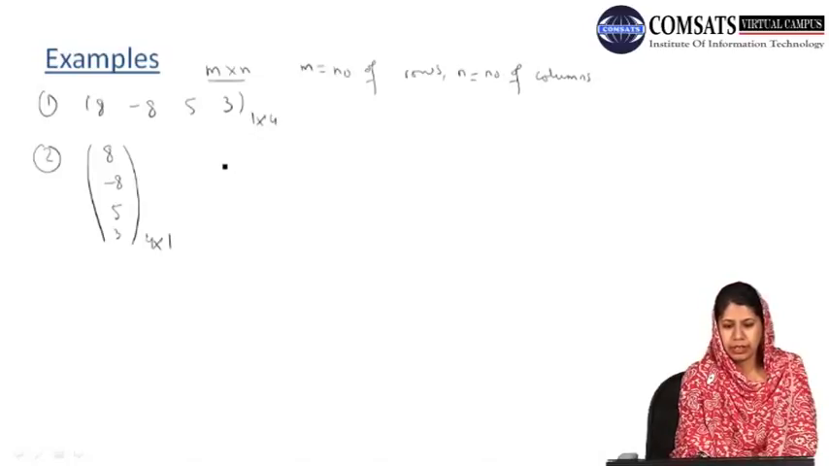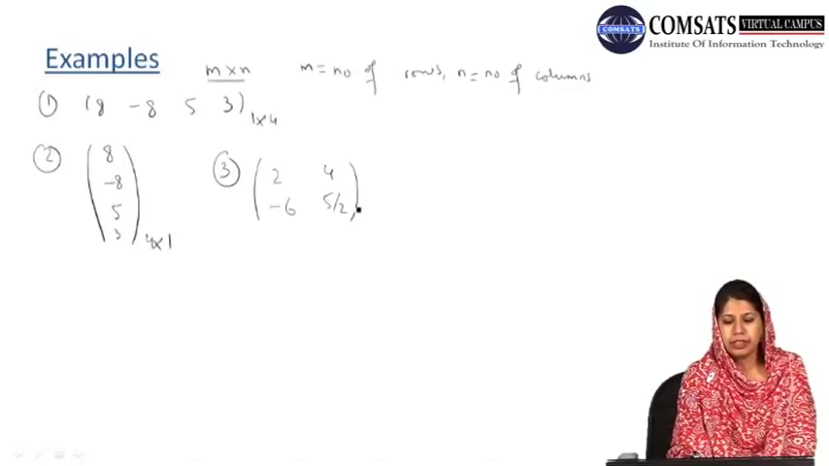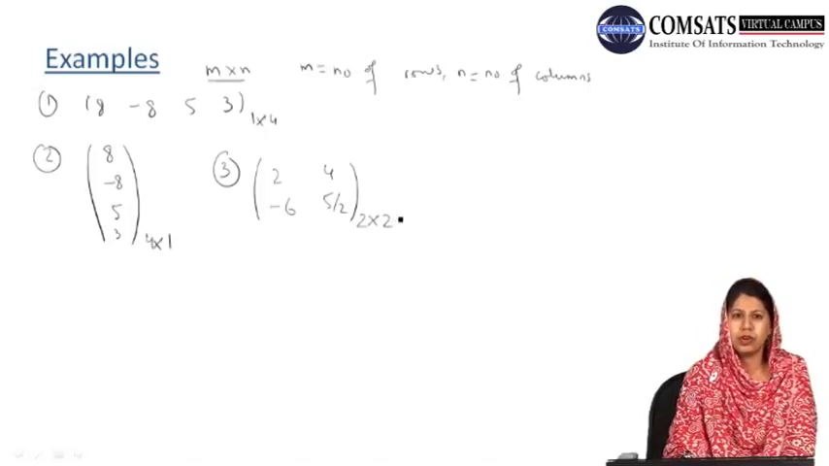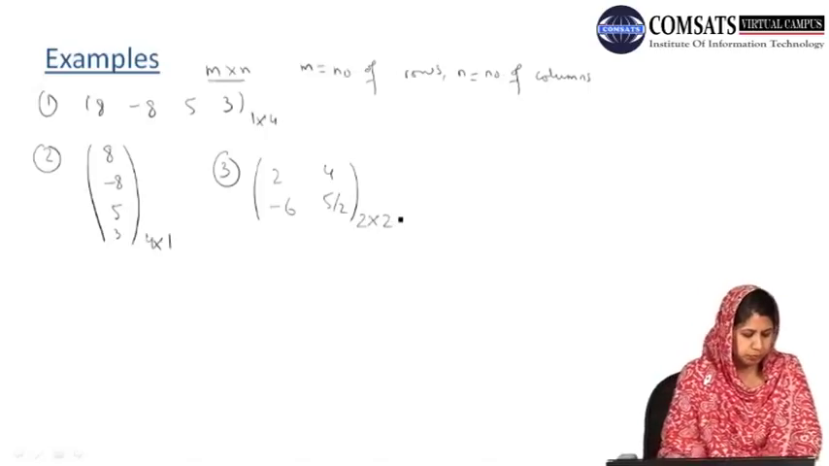Okay, let's look at one more example. We have our matrix 2, 4, minus 6 and 5 by 2. What will be the order of this matrix? First we have to identify the number of rows. We have row 1 containing the entries 2, 4 and row 2 containing the entries minus 6 and 5 by 2. So we have basically 2 rows, and the number of columns is 1 and 2. So this matrix has order 2 by 2.